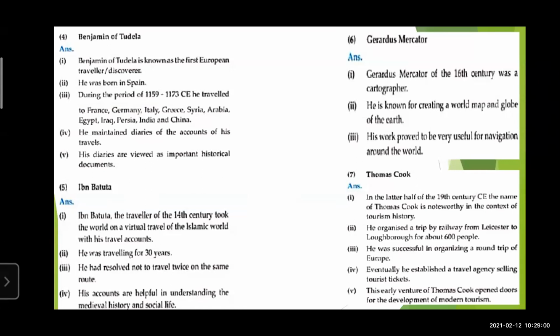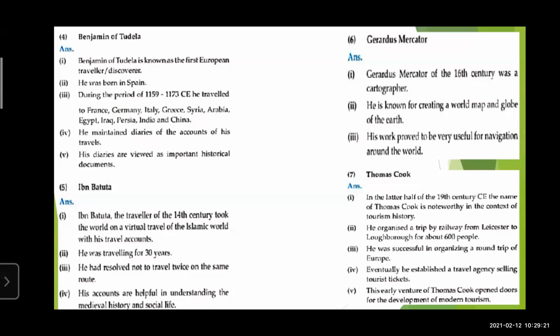Then we have the next short note on Thomas Cook. First point: in the latter half of the 19th century CE, the name of Thomas Cook is noteworthy in the context of tourism history. Second point, he organized a trip by railway from Leicester to Loughborough for about 600 people.